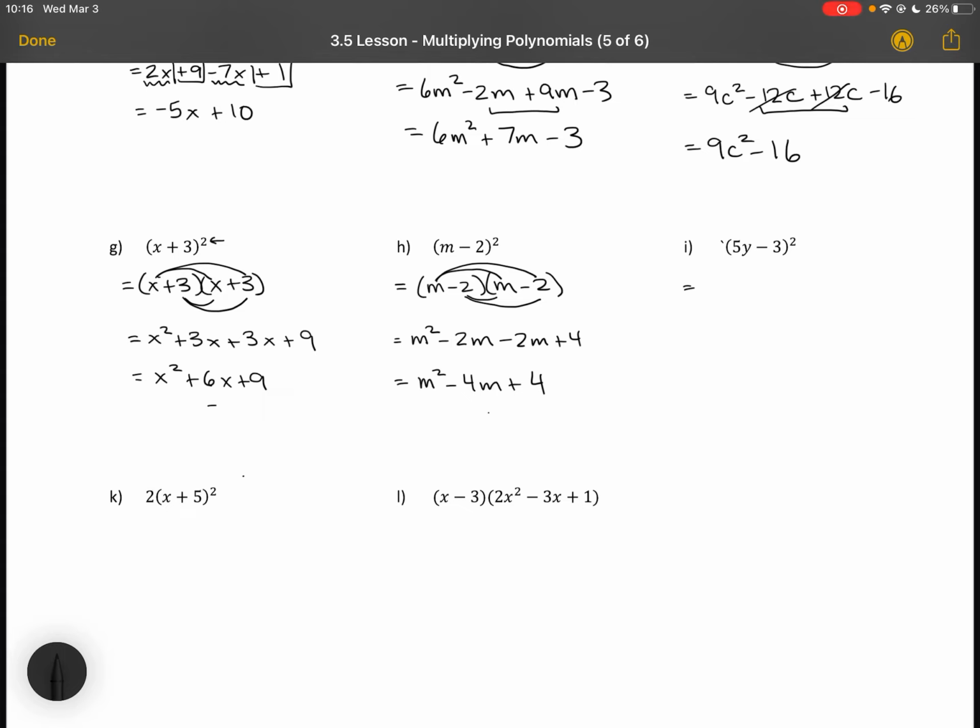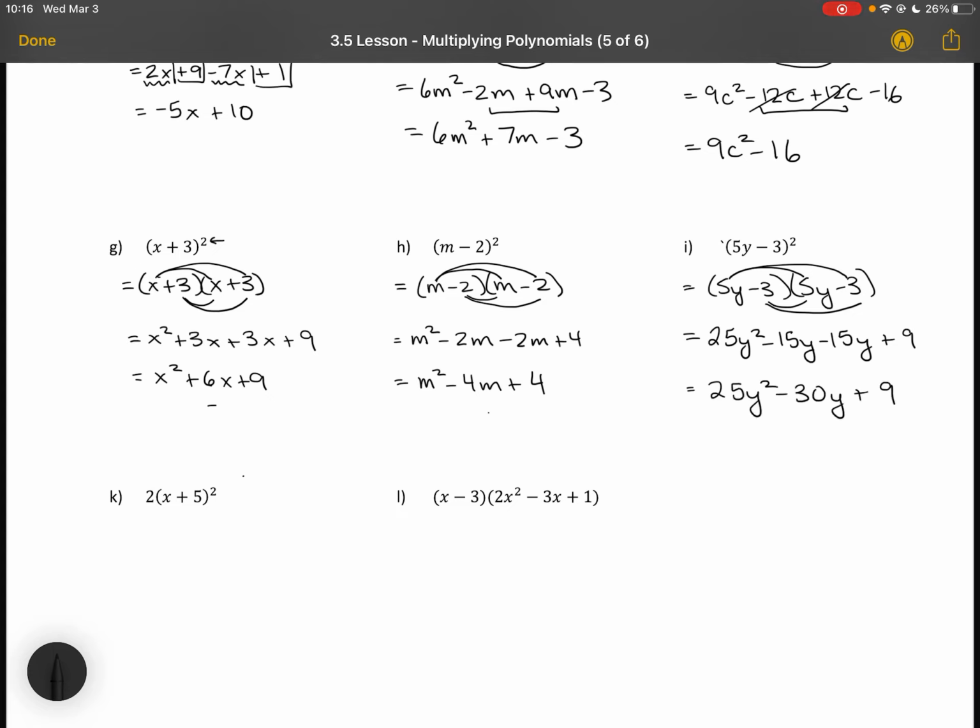And we're going to look at one more. 5y minus 3 all squared. I'm going to rewrite that as 5y minus 3 times 5y minus 3. And then I'm going to use FOIL. First, outer, inner, last gives me 25y squared minus 15y minus 15y plus 9, which I can simplify to 25y squared minus 30y plus 9.